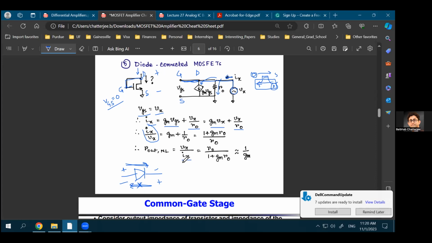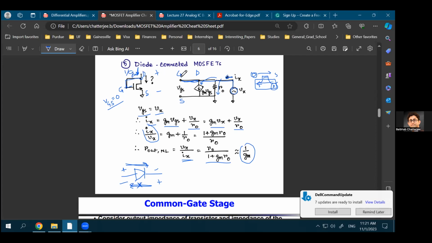And you'll see your Vx divided by Ix will be RO divided by 1 plus gm RO. And if RO is very high, this reduces to 1 upon gm. So this is the only scenario when you are looking into the drain of the transistor, but you do not see a resistance of RO. Instead, you see 1 upon gm.